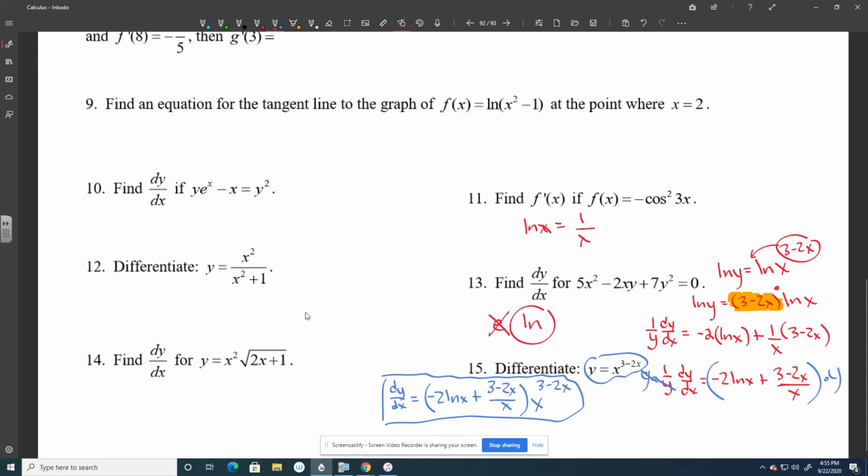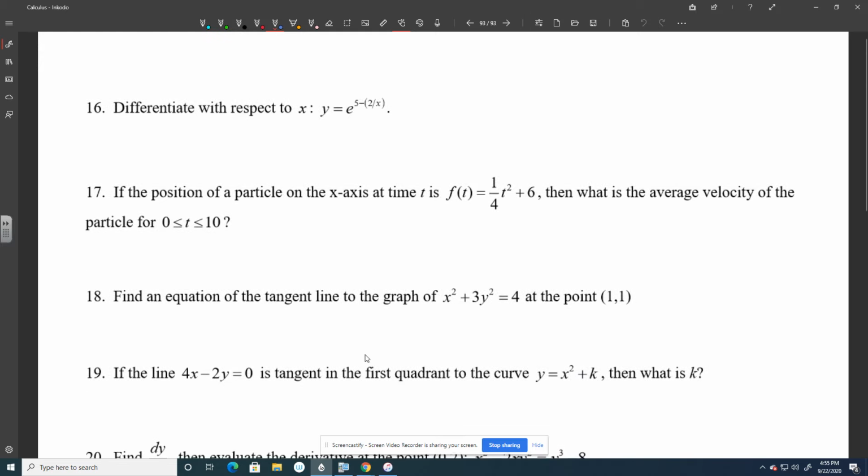All right. Okay, number 16. Differentiate with respect to x. y equals e to the 5 minus 2 over x. So this is kind of similar to what we did. I'm going to take the derivative of both sides. So when I take the derivative of the left, that's just dy/dx. And that equals the derivative of e to a function. Remember, that is just e to the x, but you have to multiply by the derivative of whatever's on the inside up there. So this becomes e to the 5 minus 2 over x.